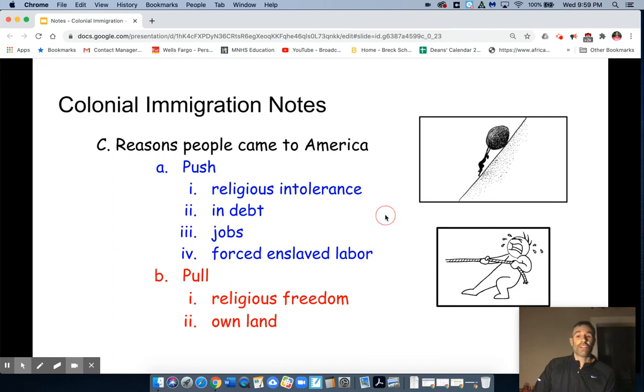So the opportunity to own land was a big draw. And then social mobility. That means moving up the social ladder. In America, maybe if you struck it rich, you could move from being a poor person to a middle class or rich person. That didn't exist back in old Europe.